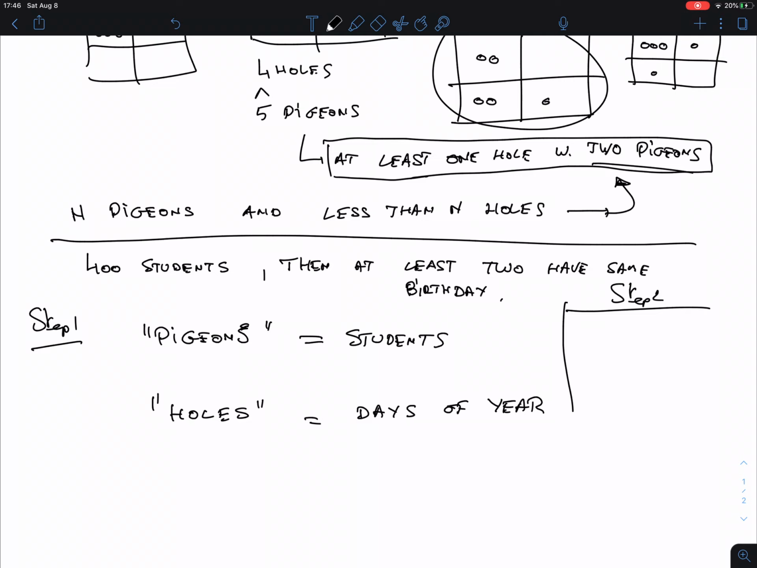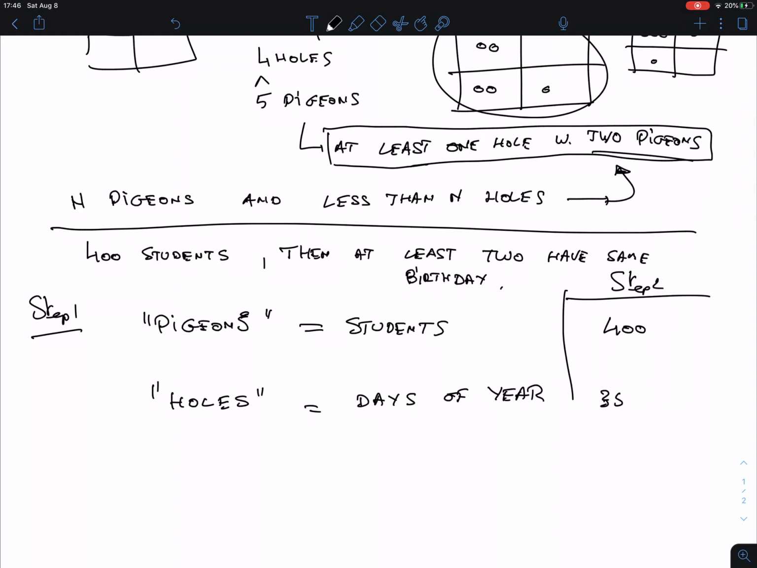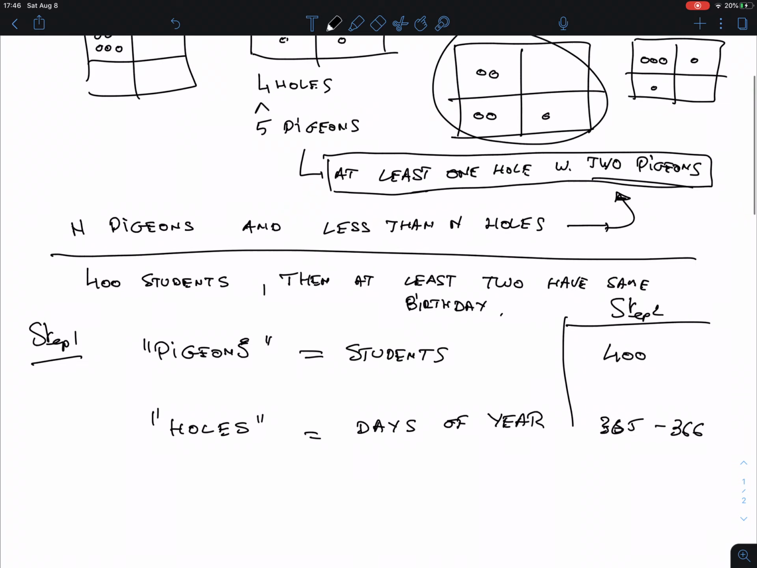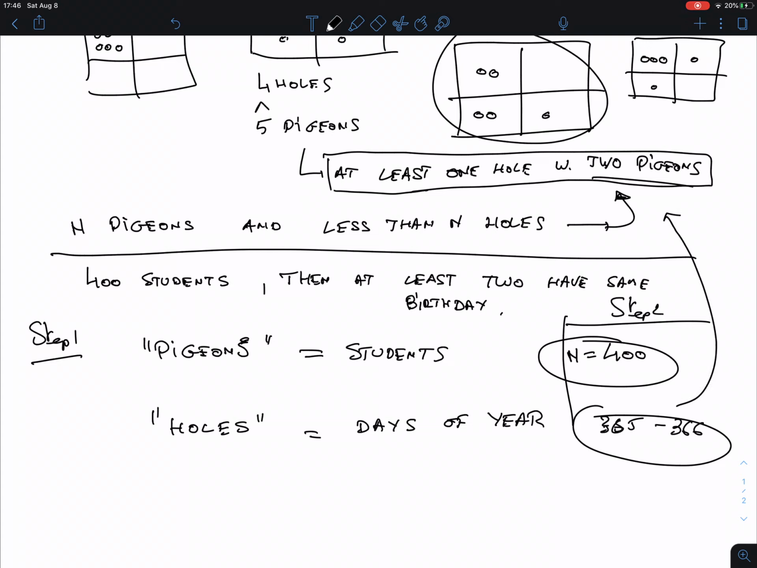So we know how many students there are. There are 400 students. We also know how many days of the year there are. Well, it depends a bit on the leap year, so there are 365 or perhaps 366. But it doesn't matter here because look what we have. This is our n here. So we have 400 pigeons that only fit in a smaller number, 365 or 366, doesn't matter, of holes. So this proves that at least 2 pigeons are in the same hole. What does it mean? At least 2 students are born on the same day of the year. Okay, so this is how we apply this.